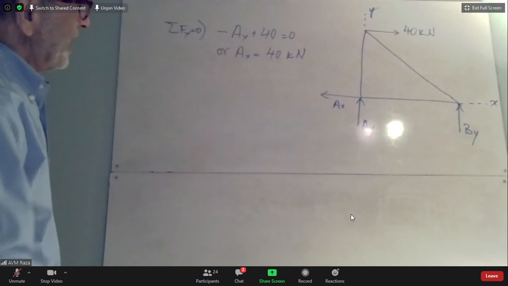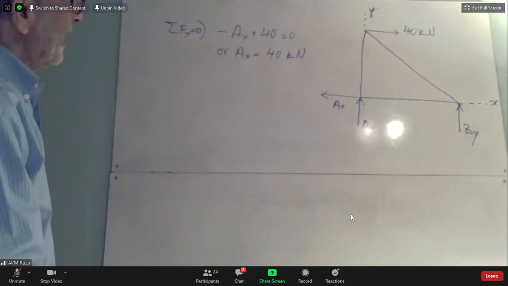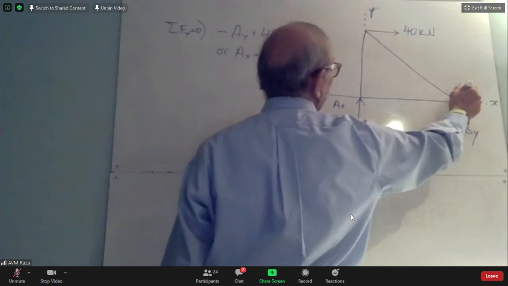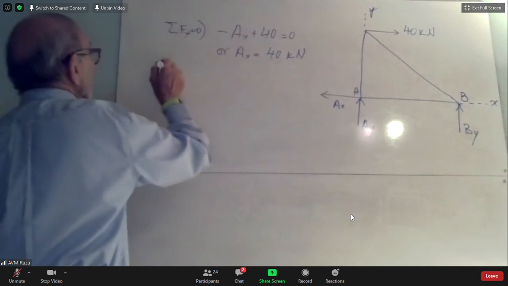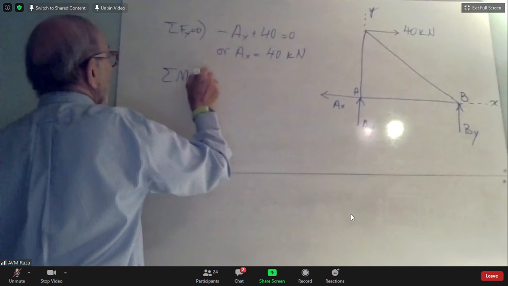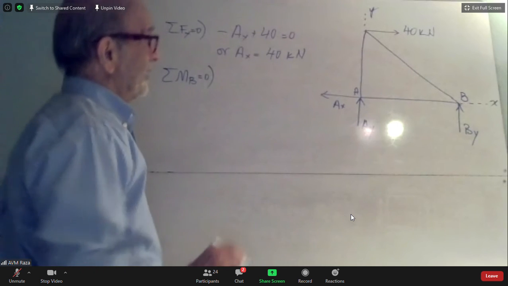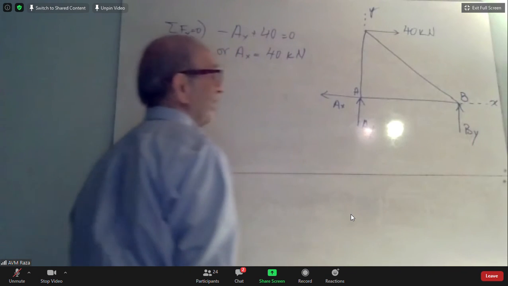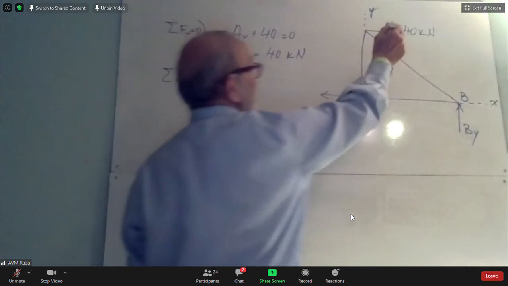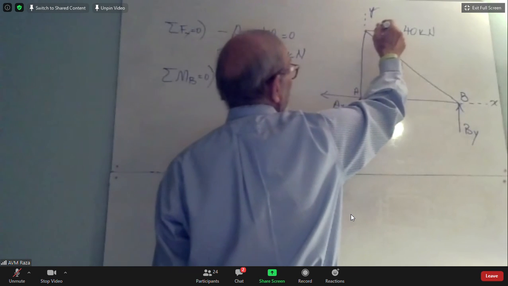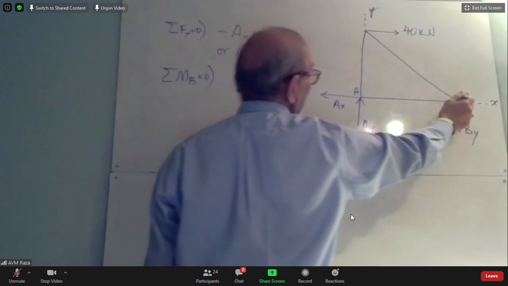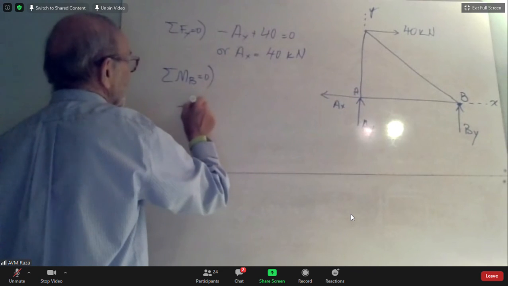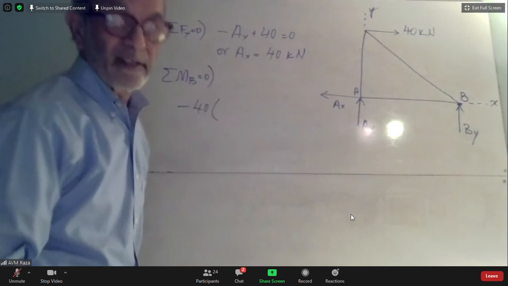What about AY? How do we find AY? Well, we can take moments at B. This is the end B, this is A. If I take moments at B, AX will not contribute because its line of action is passing through B, but these two will. So the 40 kilonewton force will have a clockwise moment at B. What will be the value of that? It is clockwise, so it will be minus. I will say minus 40 times... what is the moment arm there?